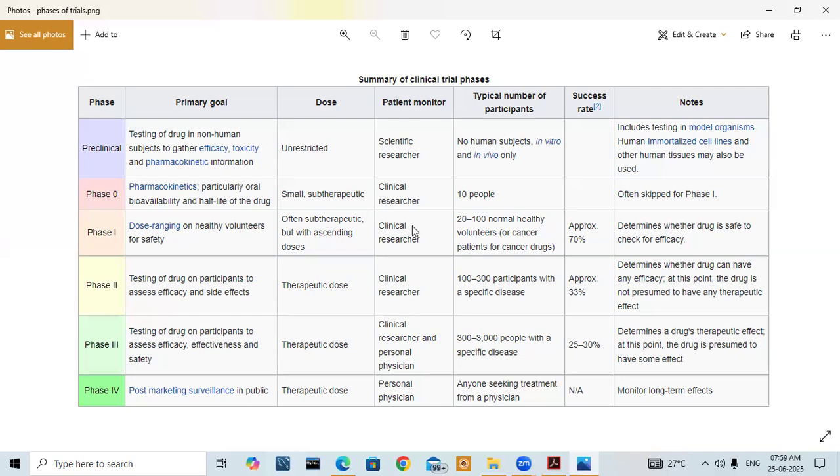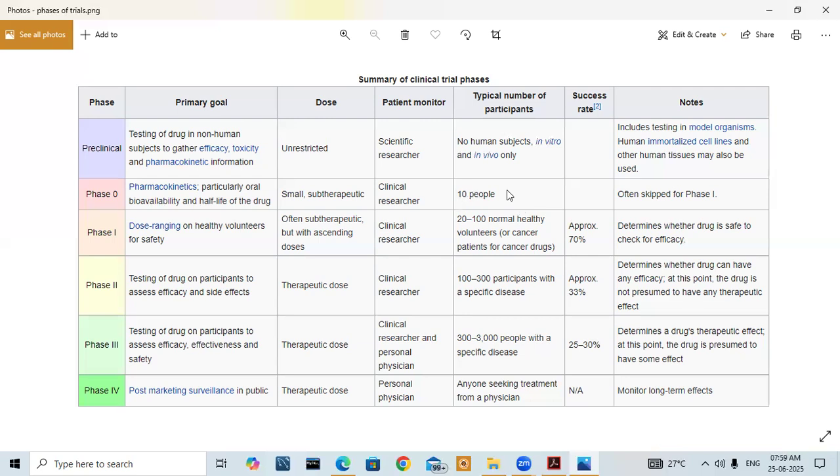And from here onwards, this is performed by a clinical researcher. All the work from phase 0 to phase 3 is done by the clinical researcher. Understood? The clinical researcher is different, the scientist is different. A scientist is a normal person who may not have a medical background, but a clinical researcher should have a medical background. He should have clinical domain knowledge. That is the clinical researcher.